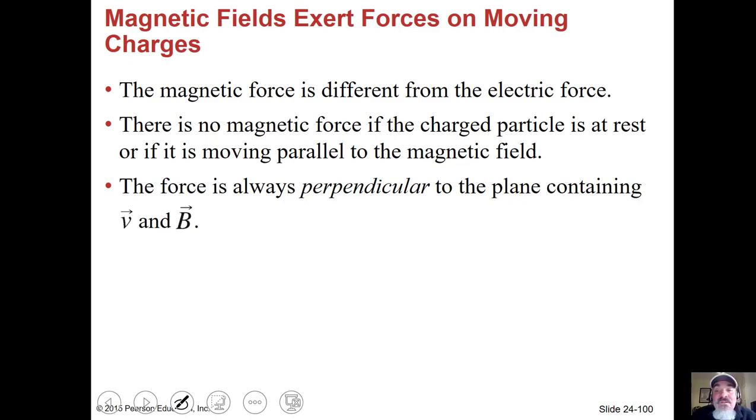So the magnetic force is different than the electrical force. It's always perpendicular to the direction that you're moving. So magnetic forces never make anything speed up or slow down. They just make them change directions. Okay? So the particle's got to be moving. That's a difference also. If it's stationary, there is no magnetic force, even though there's a magnetic field. Okay. So pretty interesting stuff.